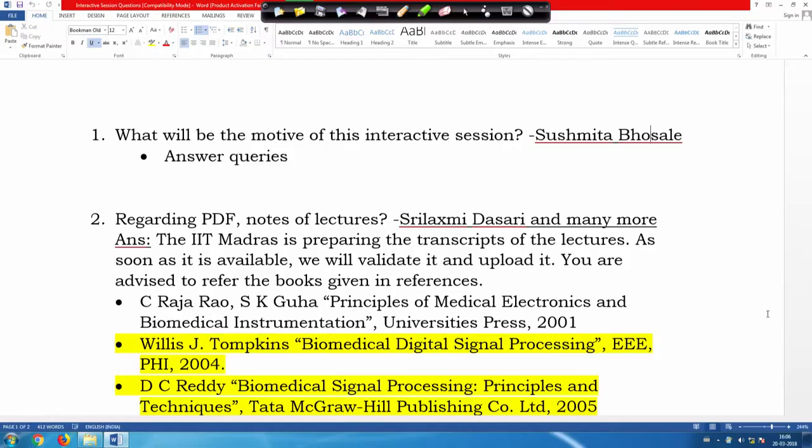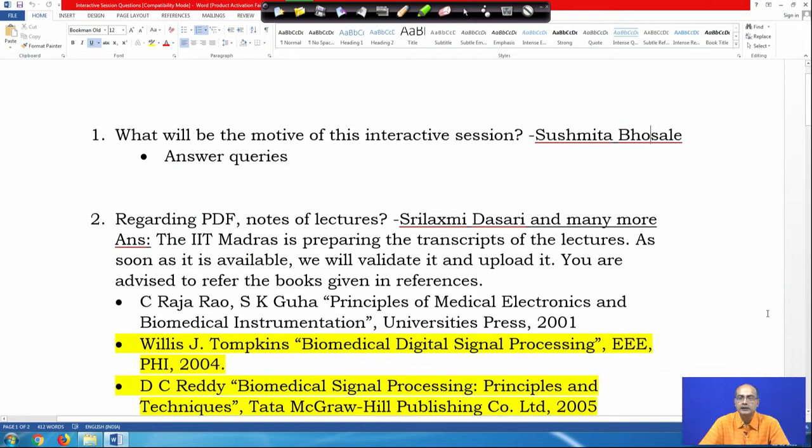So, for the biomedical signal processing course we have taken, the first question is from Sushmita Bhosle: what will be the motive of this interactive session? The reason or motivation behind this interactive session is to increase the interaction and to understand the participants and their needs in a better way.